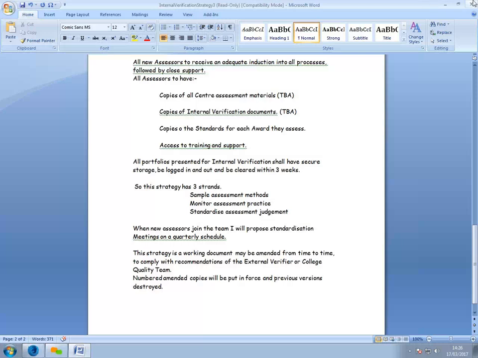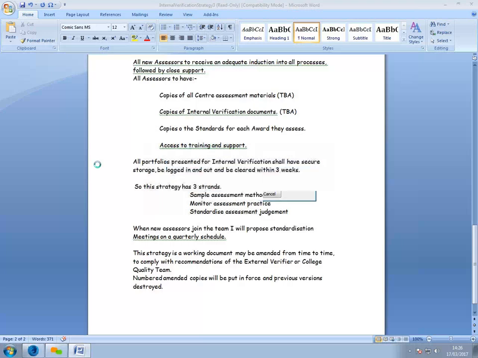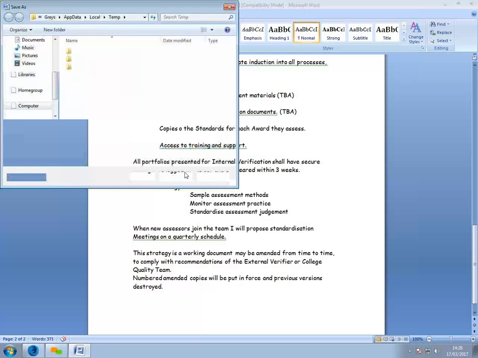So we all know what strategy is now, I hope. This will be available on the platform.